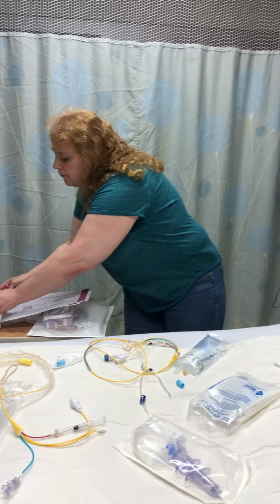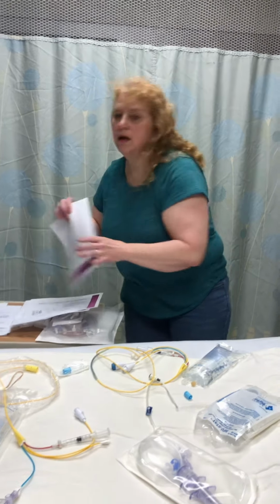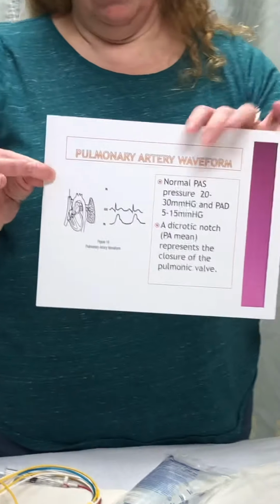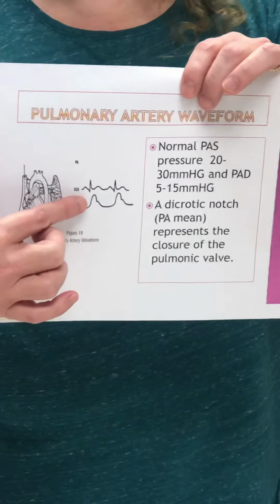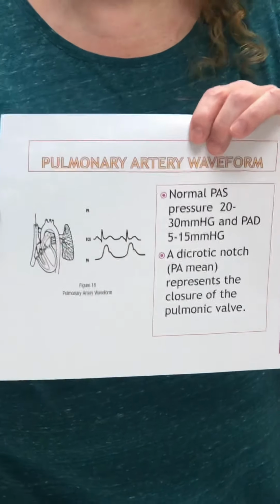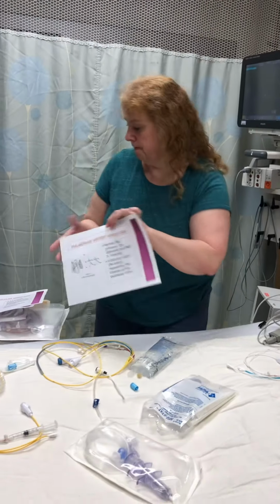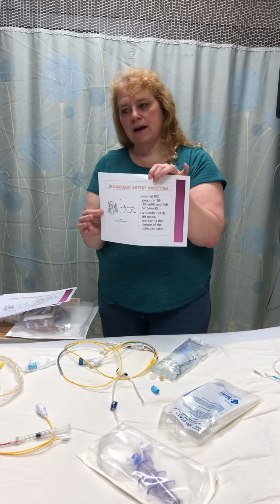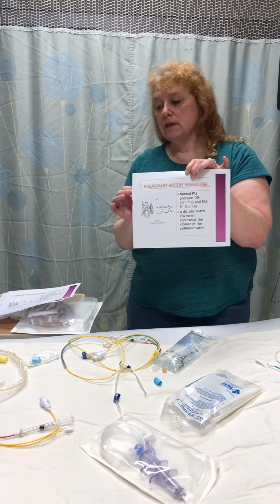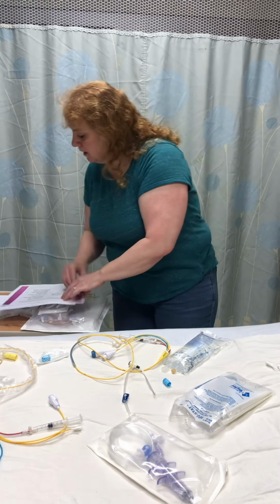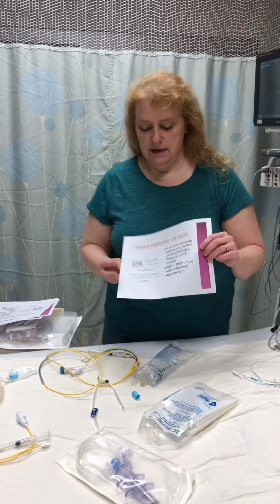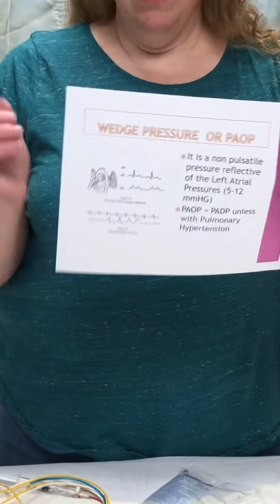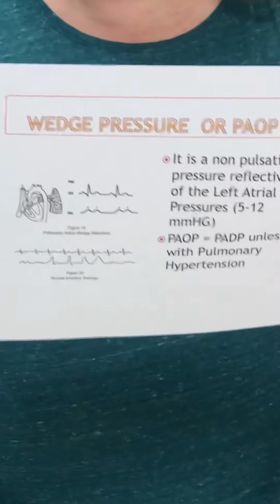The next waveform you're going to see is a pulmonary artery waveform, and that's in the pulmonary artery, and it's going to look like an arterial waveform because it's in the pulmonary artery. And this is what we're going to see monitored on the monitor most of the time. The next waveform you'll see when it's being inserted is the wedge waveform, or the pulmonary artery occlusive pressure waveform.